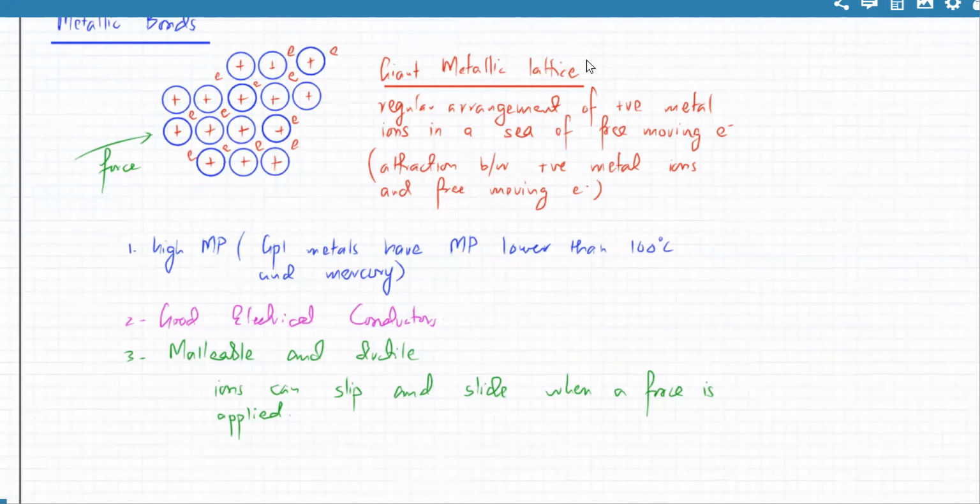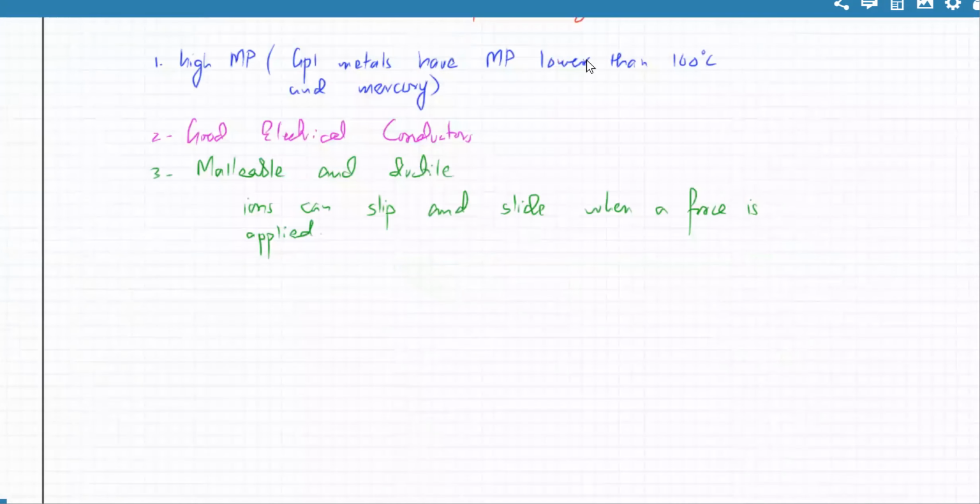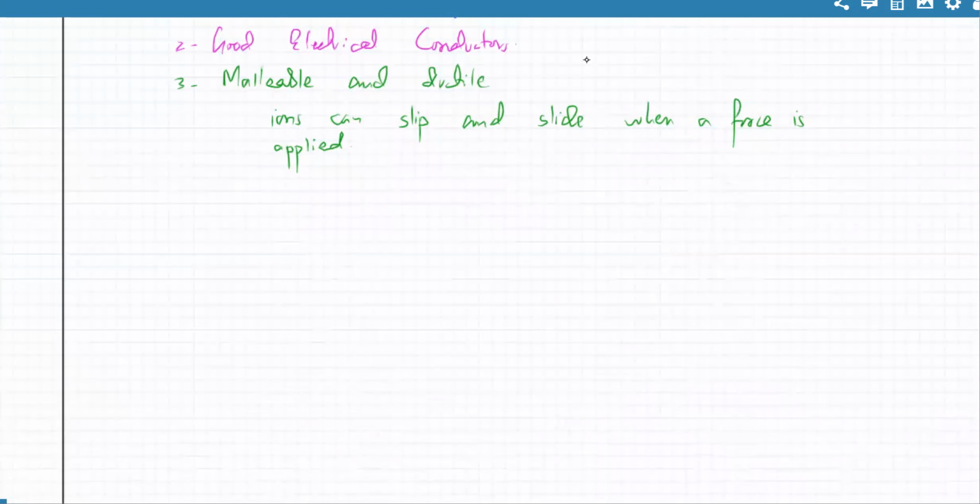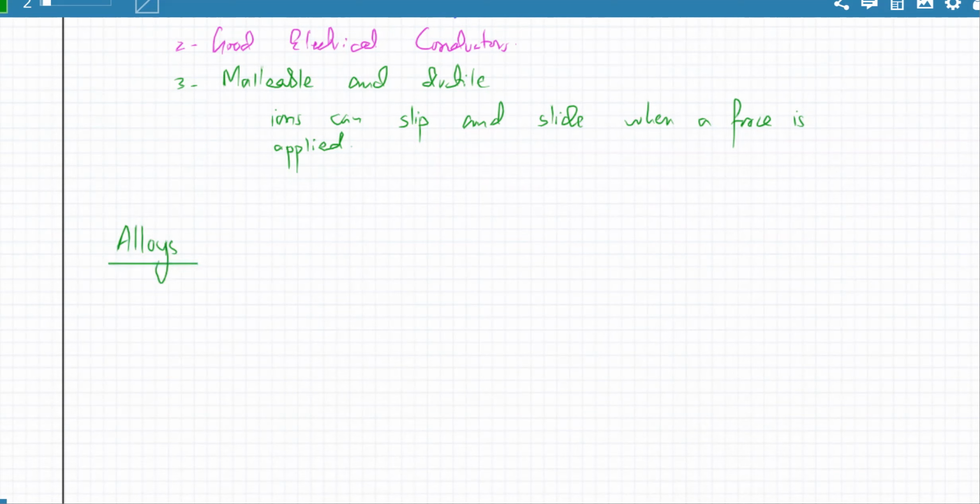Okay, after that, we'll briefly just cover alloys. So what's the difference? Okay, alloys are a mixture of metals. So it's a mixture of different metals. You should know a few alloys.